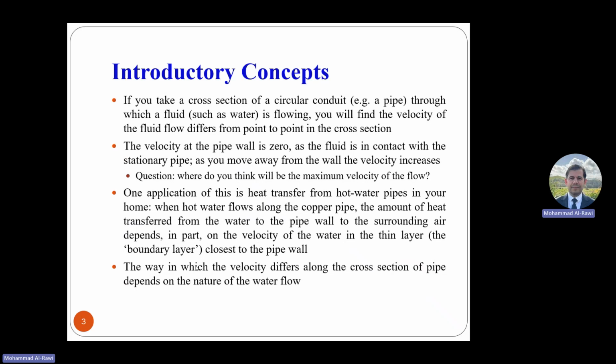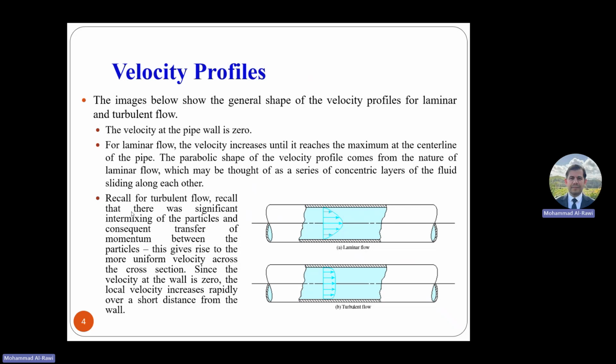The way in which the velocity differs along the cross-section of the pipe depends on the nature of the water flow. From the textbook, chapter 9, you can see the following images for laminar flow regime and turbulent flow regime. The image below shows the general shape of the velocity profile for both laminar and turbulent. The velocity at the pipe wall is zero. That's where you can see it at those points, zero. And here in the center line of the cross section of the pipe will be the maximum. However, in turbulent flow, it's not easy to find where the maximum is because everything is disturbed.